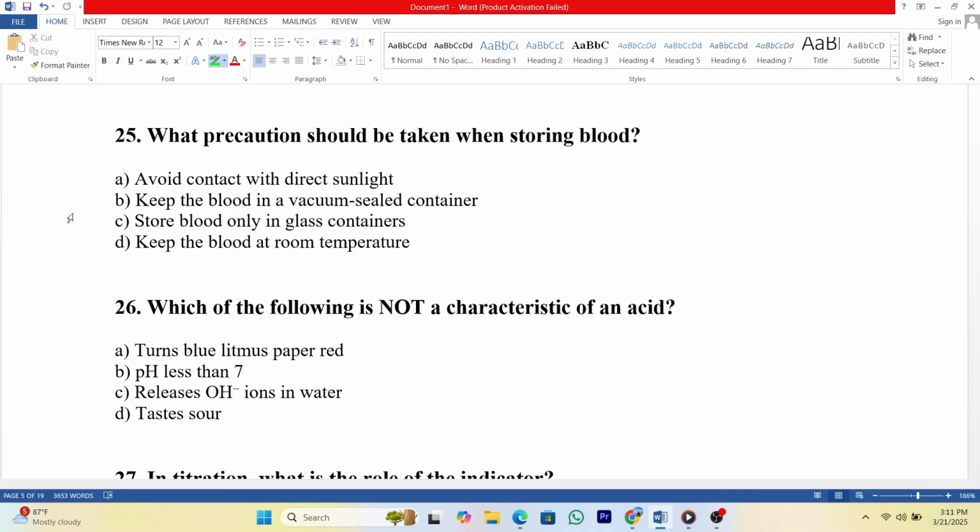25. What precautions should be taken when storing blood? A. Avoid contact with direct sunlight. B. Keep the blood in a vacuum-sealed container. C. Store blood only in glass containers. D. Keep the blood at room temperature. Answer, A. Avoid contact with direct sunlight.